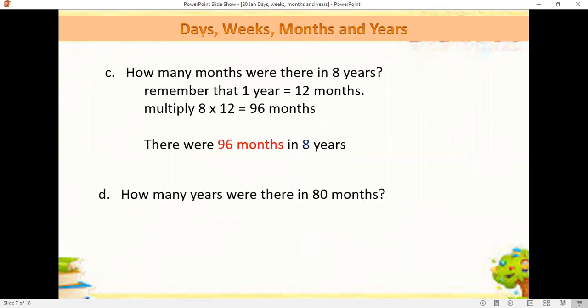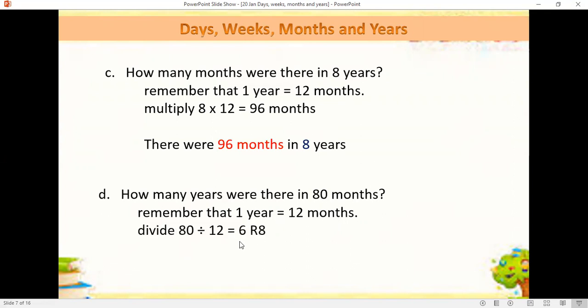Now, last one. How many years were there in 80 months? We need to know again, in 1 year there are 12 months. So we are going to divide. So we will divide 80 by 12, which is 6. So there are 6 years and 8 months in 80 months.